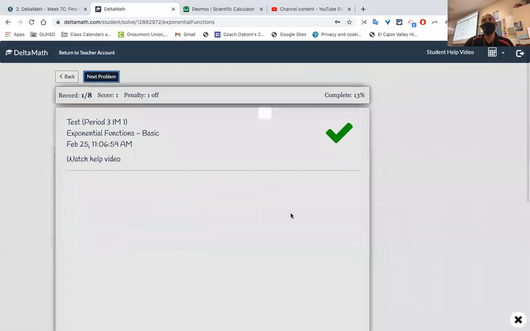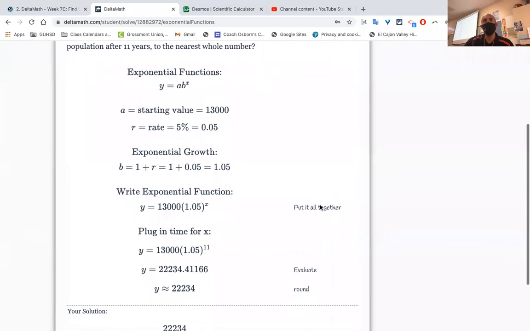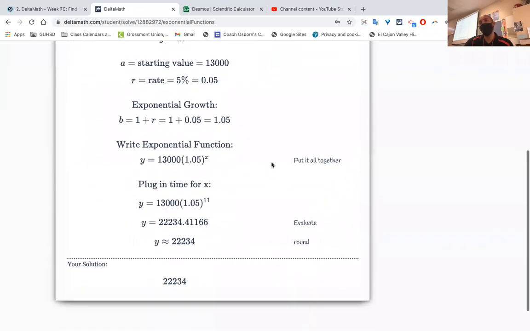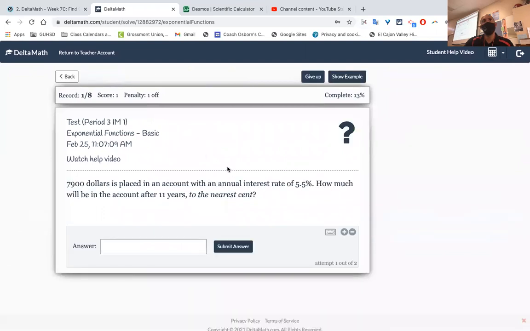Just put in the number itself, and it looks like we're good. Okay, so you can kind of see they did the same thing. They did 1 plus your R. Again, if it was decreased, we would do 1 minus the R. Okay, so now let's see. This is a good one.